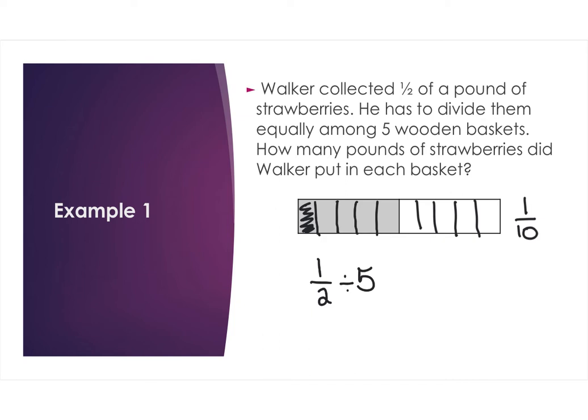Now let's do it by using the keep, change, flip method. So I have 5/1 because I can always put a whole number over 1. I'm going to keep the 1/2, change the sign to multiplication, and flip or use the multiplicative inverse of 5/1, which is 1/5. Now I multiply straight across. 1 times 1 is 1. 2 times 5 is 10, 1/10.